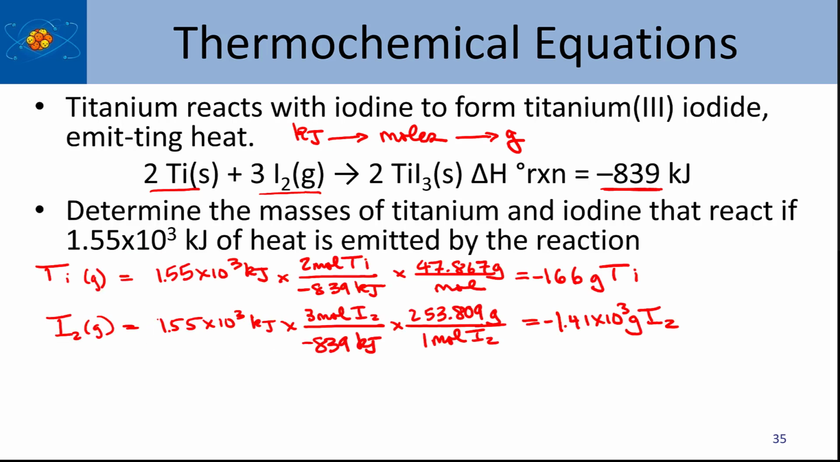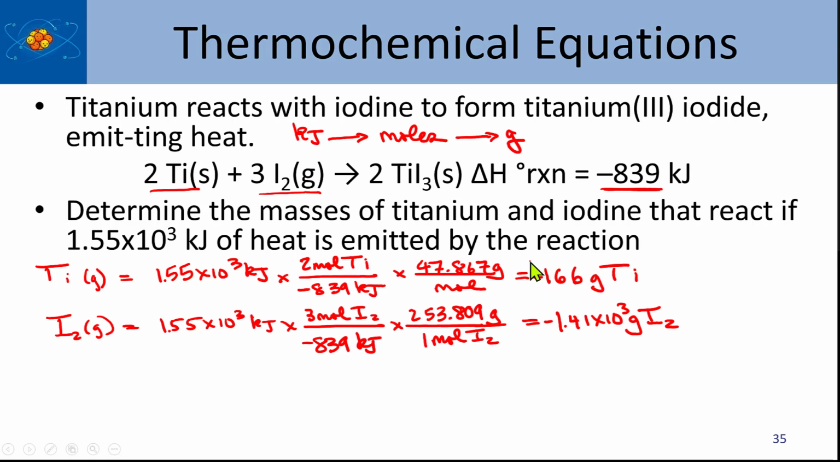Okay, so here are those solutions, and probably some of you are wondering what to do with the negative sign in the problem. Really you just leave it, and I'll help you interpret what that means. It's 155 times 10 to the third kilojoules. Then it's 2 moles of titanium for every 839 kilojoules of energy. That's this mole ratio here. And then it's 47.867 grams per mole for titanium, and you get negative 166 grams of titanium.